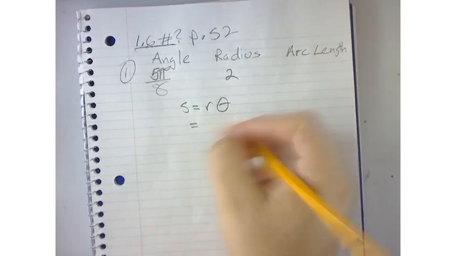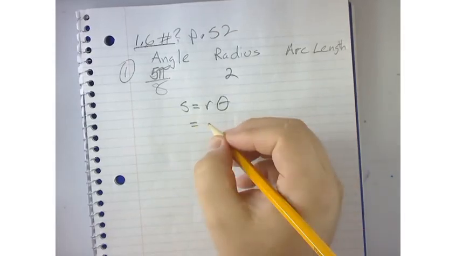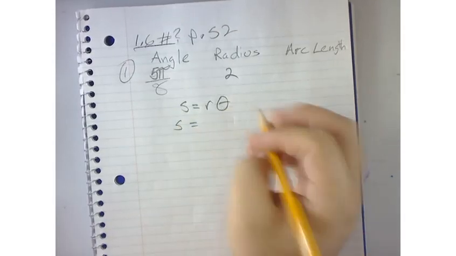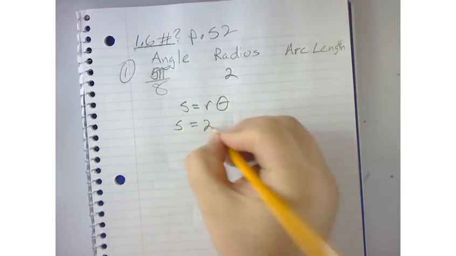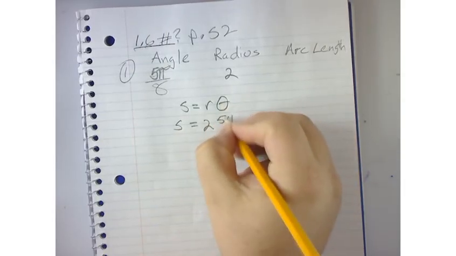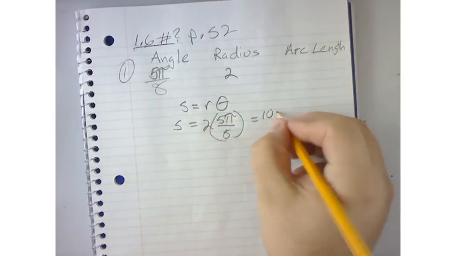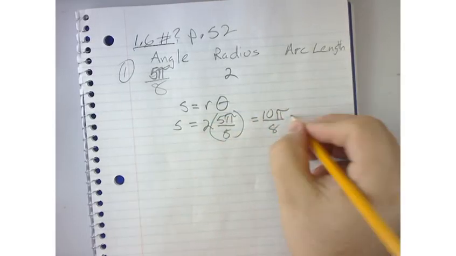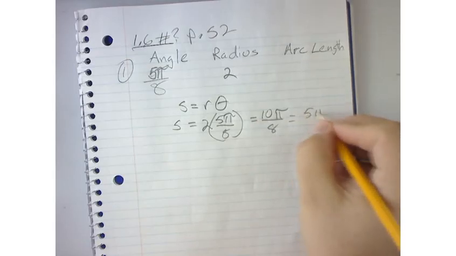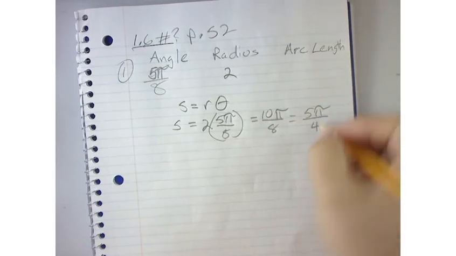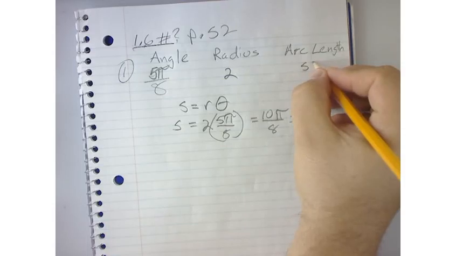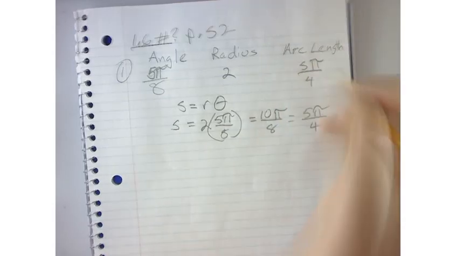So the arc length is, we don't know. And the radius is 2. And theta is 5 pi over 8, which is 10 pi over 8, which is 5 pi over 4. So the arc length is 5 pi over 4.